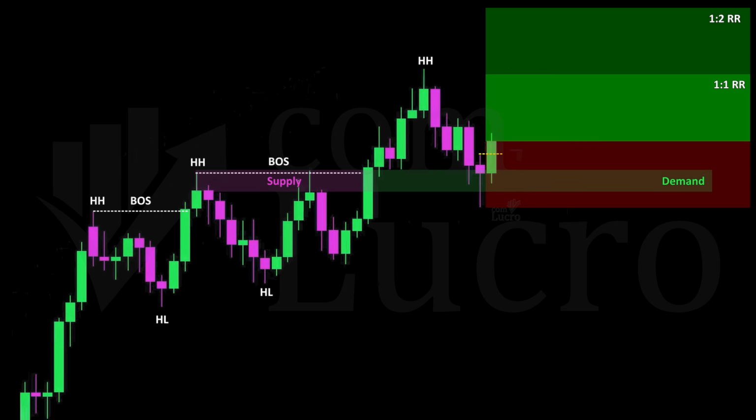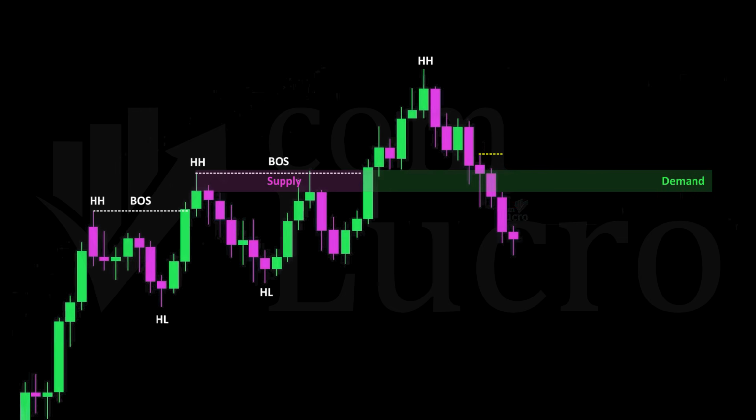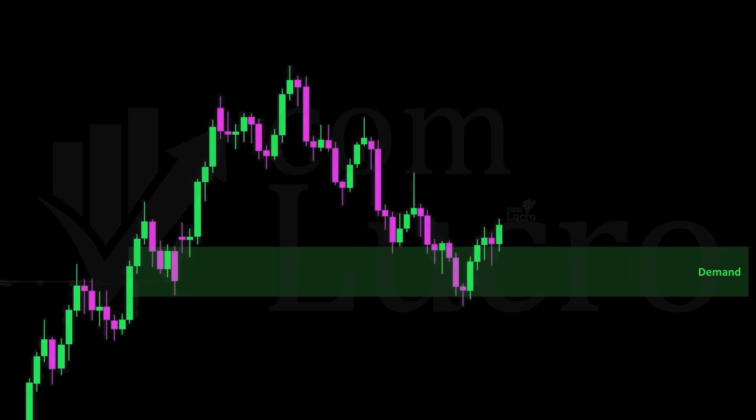You can enter once a candle closes above the previous candle's high. That's your signal that the level is being respected. If there's no confirmation and price keeps falling, simply skip the setup. You can also zoom into a lower time frame to refine your entry. After price returns to your demand zone, switch to the lower time frame. You'll often notice a short-term bearish correction, which represents the pullback from the higher time frame.